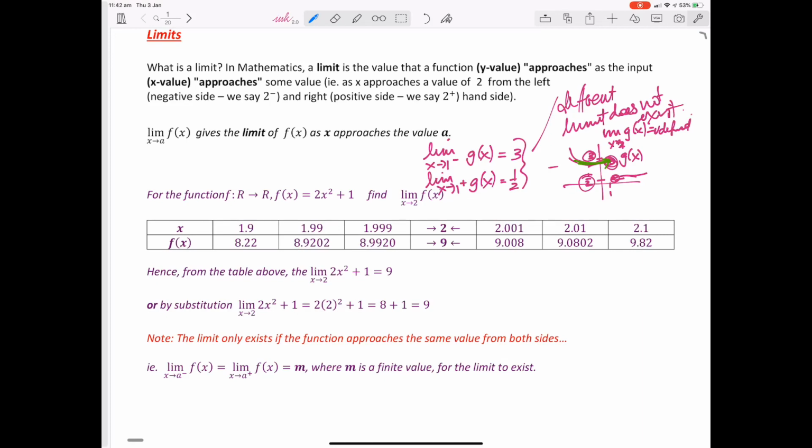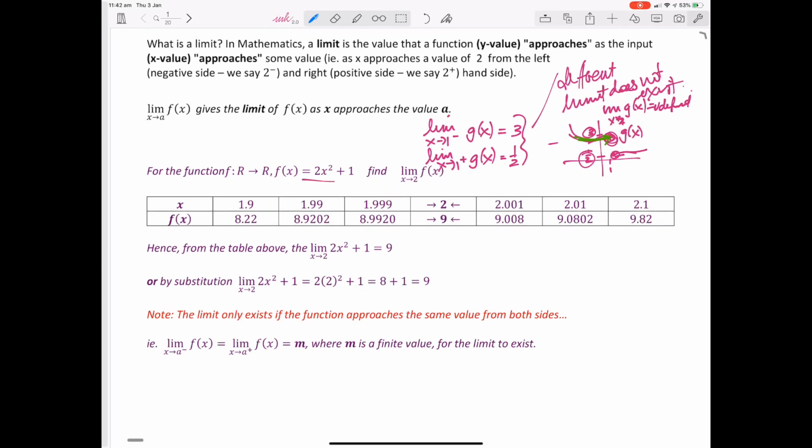If they approach the same value from both sides, then the limit does exist. So here I've got an example, a quadratic equation. From the left-hand side, as x approaches 2, which you can see it's doing, y approaches 9. As x approaches 2 from the positive side, my y is approaching 9. So in this case, the limit does exist, and the limit is 9.